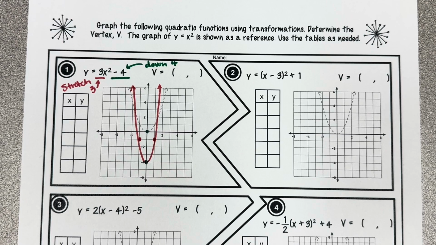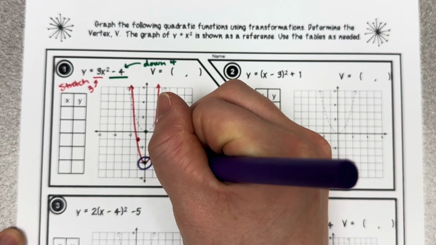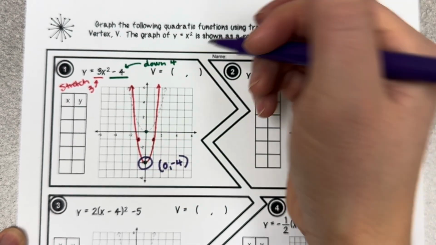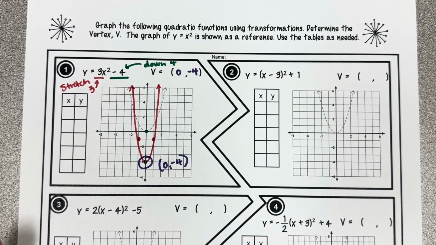Okay, the last thing we want is the vertex. Okay, well, our vertex is right here. And that point is 0, -4, which we can just write here. 0, -4 is our vertex.